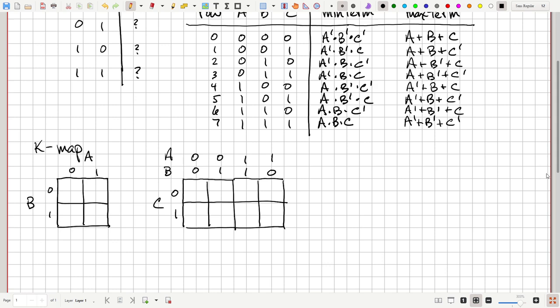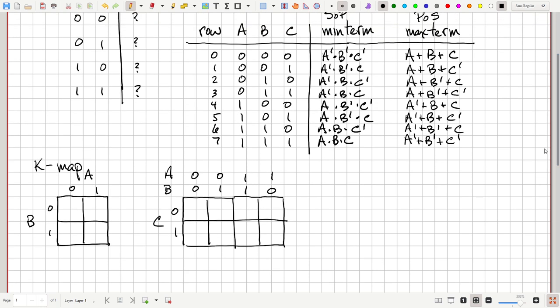Now what we can do is go up here to our truth table, and for every A, B, and C value, like here, 0, 0, 0, that's row 0. Let's put a little 0 down there to represent the row. If you go through and do that, then the rows go 0, 1, 2, 3, and then they jump over to the right for 4 and 5. We'll see why in a minute. And then 6 and 7. So with those row values, it's very easy to see a truth table and then just plug the values into your K-map.